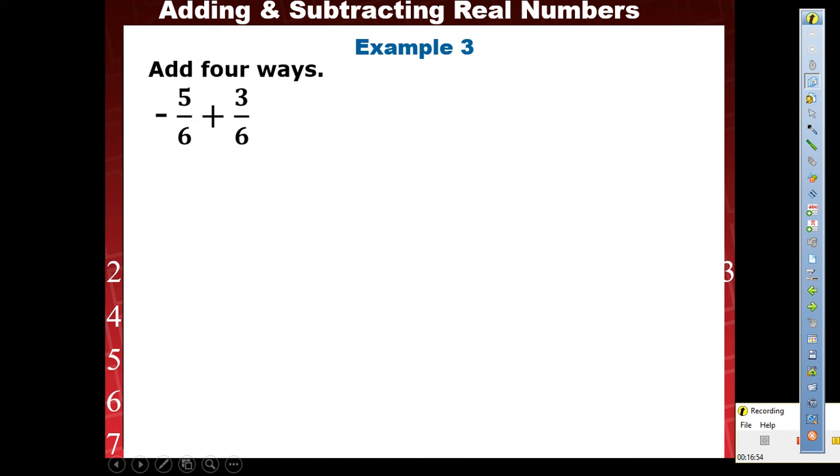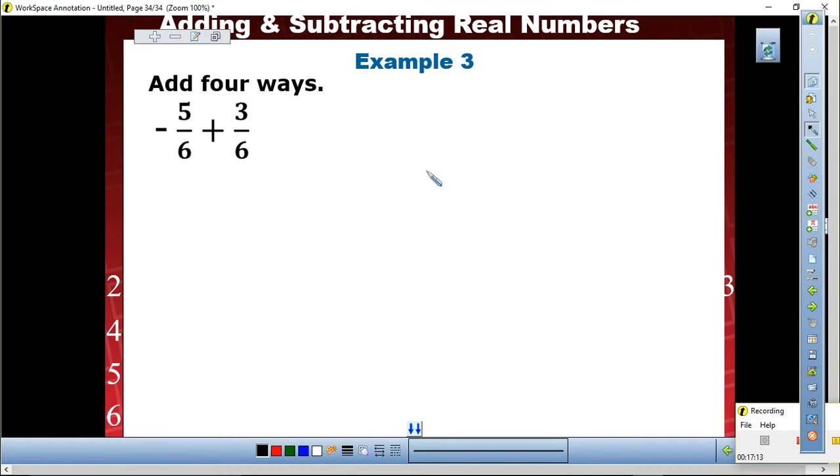Just like that. Example 3 says add 4 ways, -5 sixes plus 3 sixes. Just copy it, and then I'll get us started. Okay? So I'm going to create my partitions.